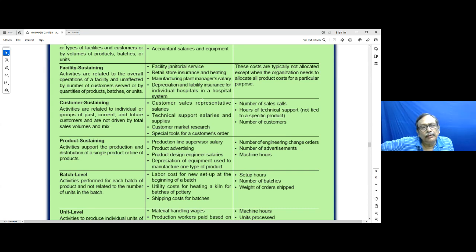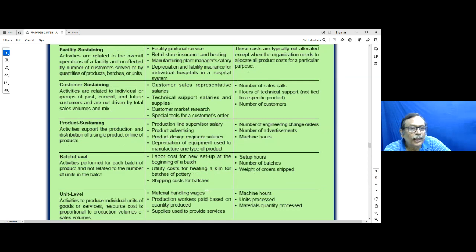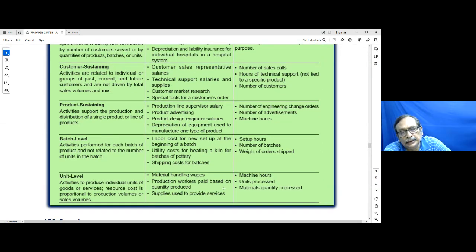Activities are related to individual or group of past, current and future customers and are not driven by total sales volume and mix. Examples: customer sales representative salaries, technical support salaries and supplies, customer market research, special tools for a customer order. So we are having different cost drivers: number of sales calls, hours of technical support, number of customers, and so on and so forth. Then comes product sustaining.